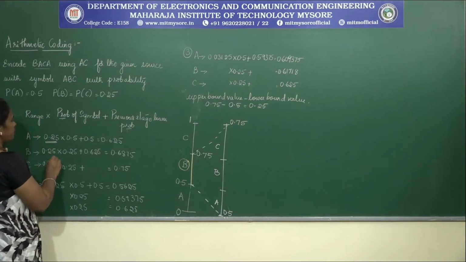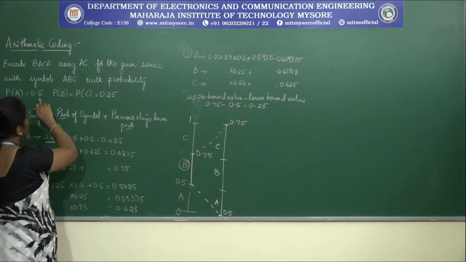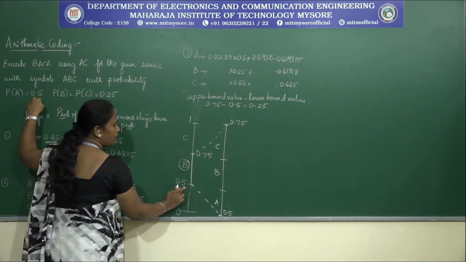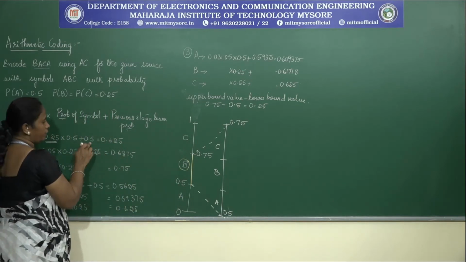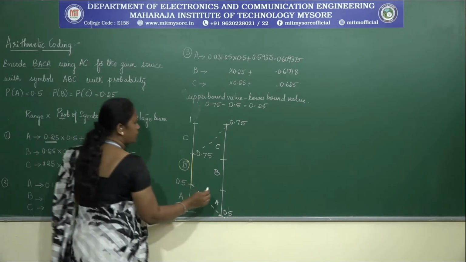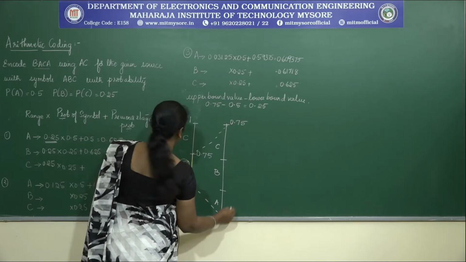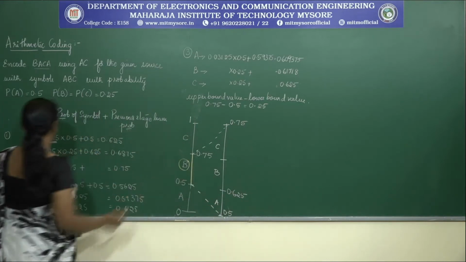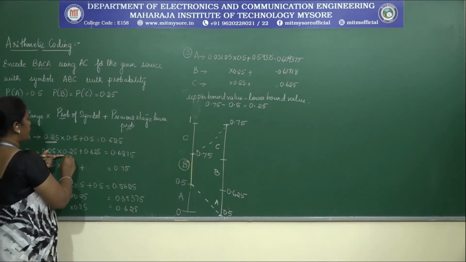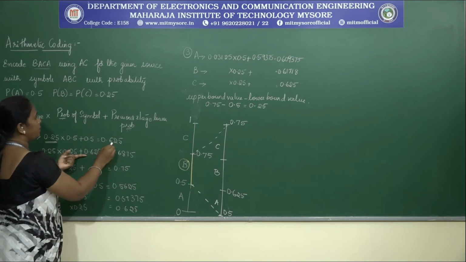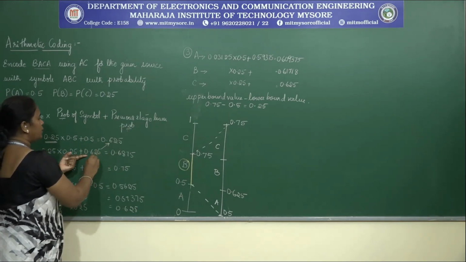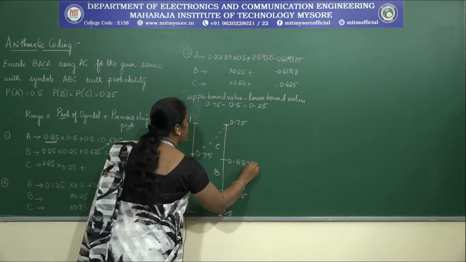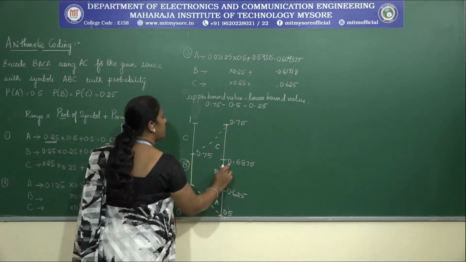The 0.25 range remains the same, multiplied by the probability of the symbol. The probability of A is 0.5, plus the previous stage lower probability, which is 0.5. So you will get 0.625. That means the range of A varies from 0.5 to 0.625. Next, to find the range of B, it is 0.25 multiplied by 0.25, the probability of B, plus the previous stage lower probability. If you sum this, you will get 0.6875. So the range of B is from 0.625 to 0.6875.